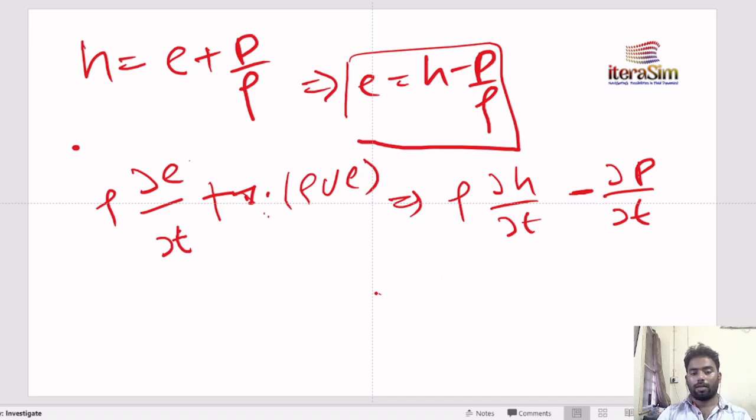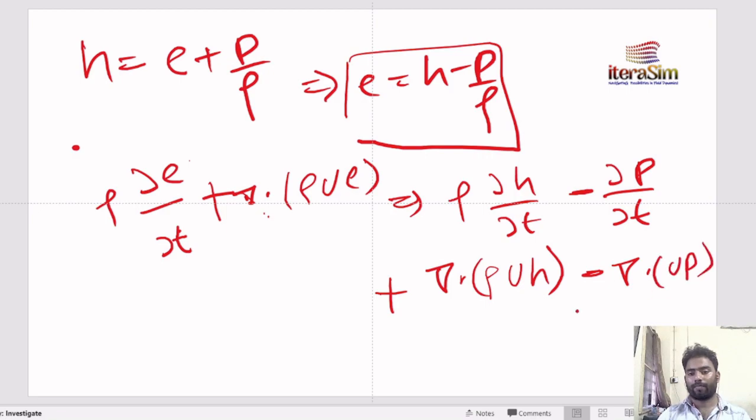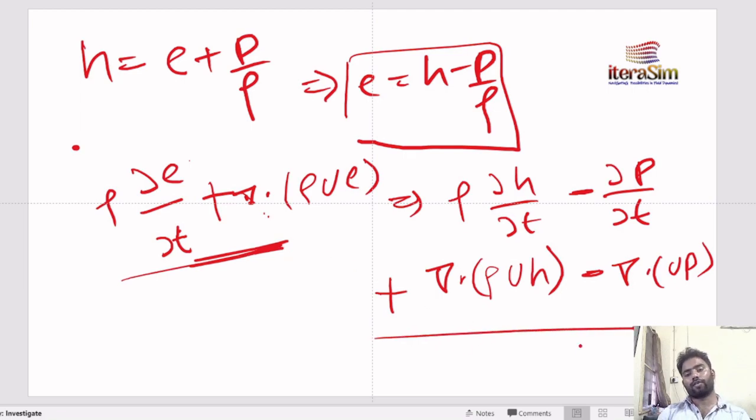Now plus there will be these terms, del dot rho u E. If we replace E equal to H minus P upon rho, then this term will be left as del dot rho u H minus, this rho will be cancelled out, and in place of it will be P, so we will have del dot up. These two terms can be replaced with these four terms.